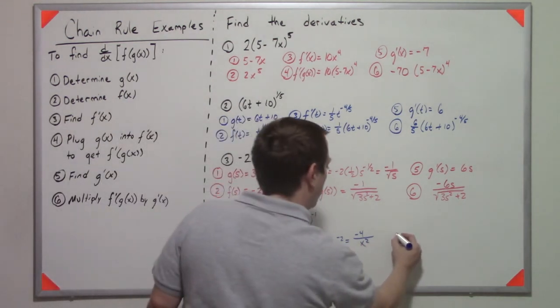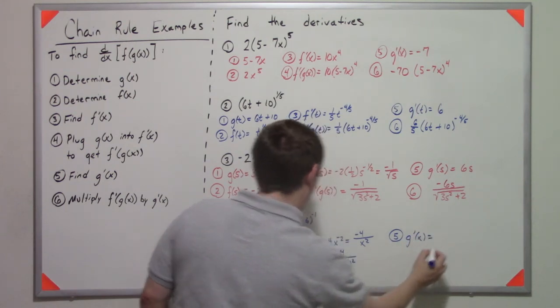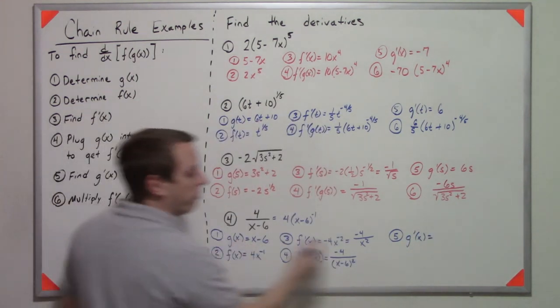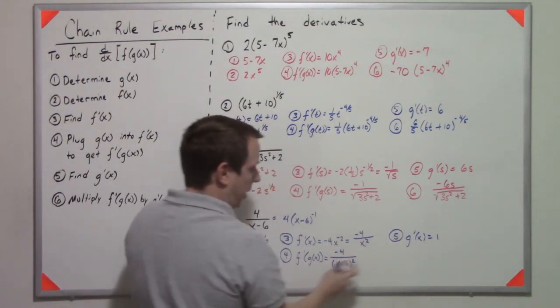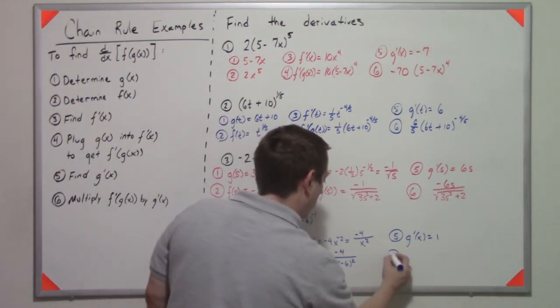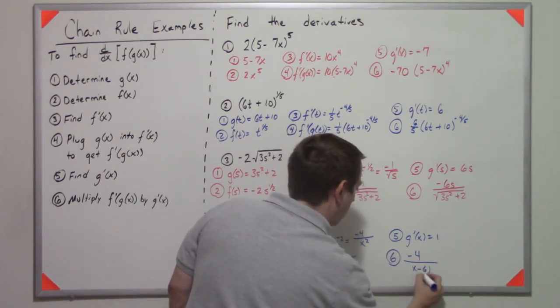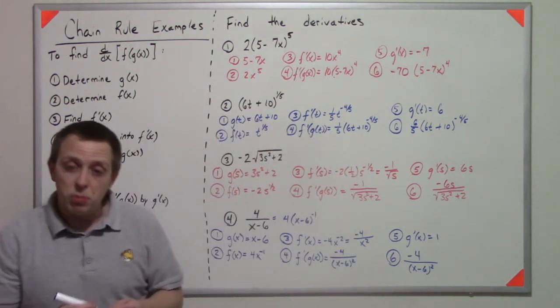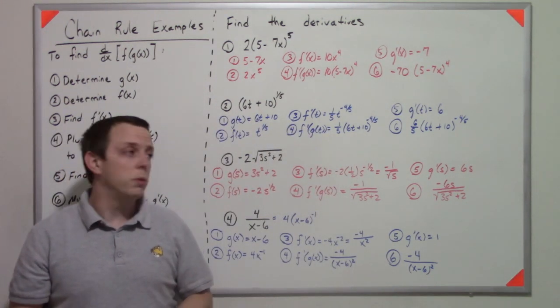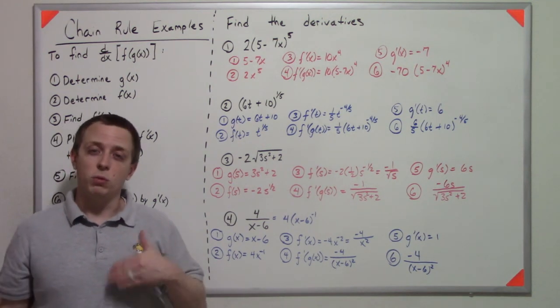Then I find g prime of x. Well, g prime of x is just 1. So that tells me that when these are multiplied together, it's actually just this answer. So -4 over x minus 6 squared. And those are some simple examples of how to put the chain rule in practice. And we're going to do a few more just to really hammer this home.